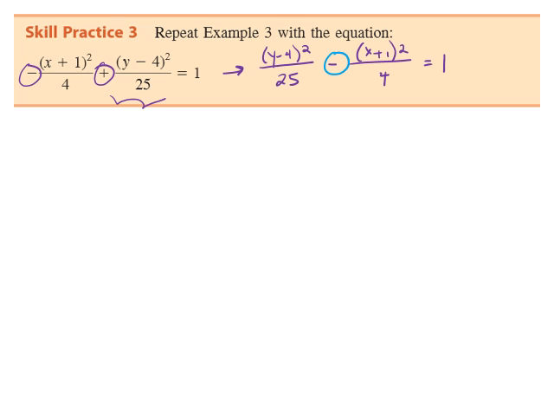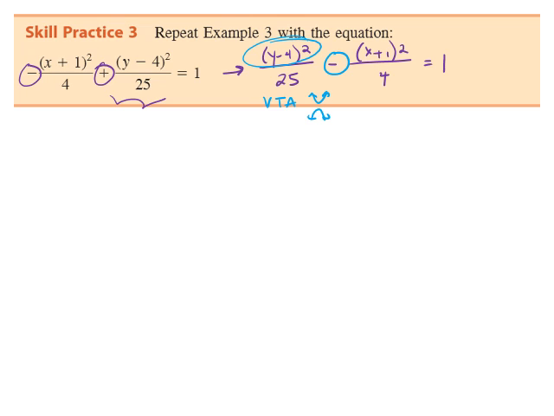The minus sign tells us that it's a hyperbola. The y squared being the positive is telling us that we are going to have a vertical transverse axis, which means this hyperbola is going to open up and down. Why don't you pause this and see if you can graph this.